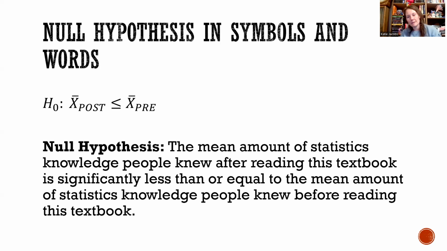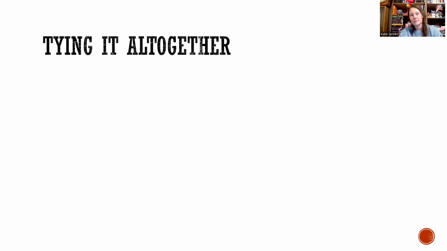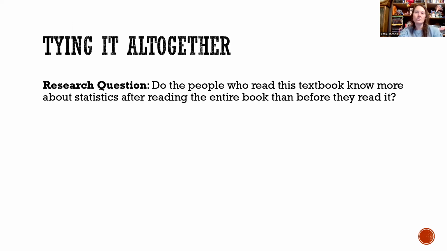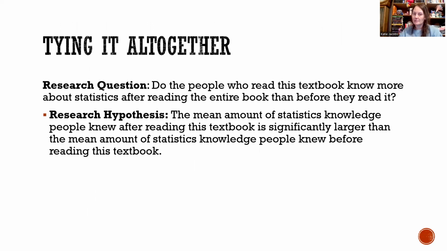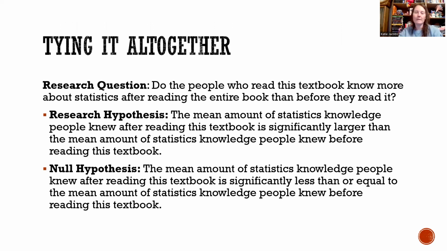So null hypothesis: the mean amount of statistics knowledge people knew after reading this textbook is significantly less than or equal to the mean amount of statistics knowledge people knew before reading this textbook. Okay, so if we tie it all together, we have a research question. Do the people who read this textbook know more about statistics after reading the entire book than before they read it? Our research hypothesis answer is saying, basically, yes, they do. Our null hypothesis then is saying, no, they either know the same amount or they even know less. And as the person who wrote the book, I don't want that to be the explanation for what's going on.